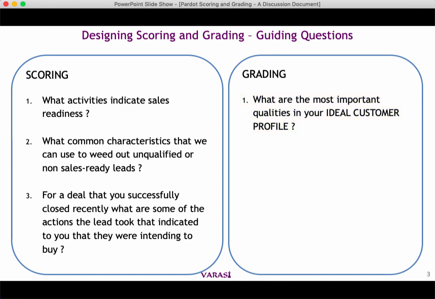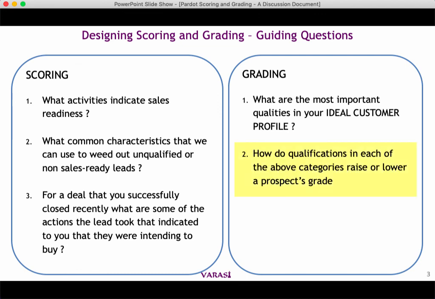And also think about how in each of these categories you raise or lower the grade. For example, the job title of VP or above may add, say, 2/3 of a letter grade, whereas a director may only add 1/3.